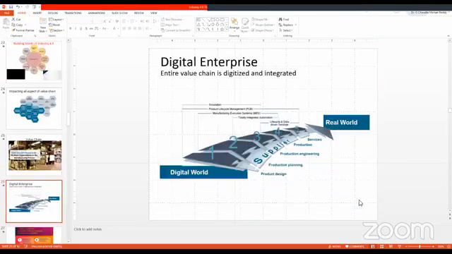The purpose of that video is to show you how digital manufacturing is going to be useful, not only to the OEM, but across its supply chain. Supply chain is the one which adds value to the chain. Therefore, I coined it as value chain. Then in the digital enterprise that we are talking about, the entire value chain is digitized and integrated. On one side, you have the real world, and on the other side, you have the digital world and the simulation.